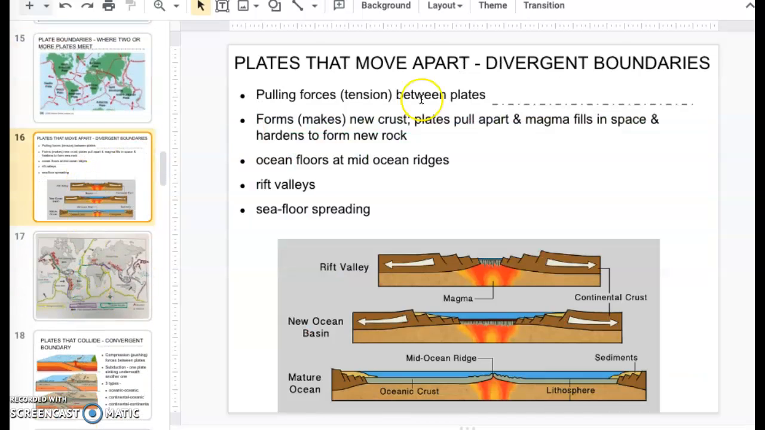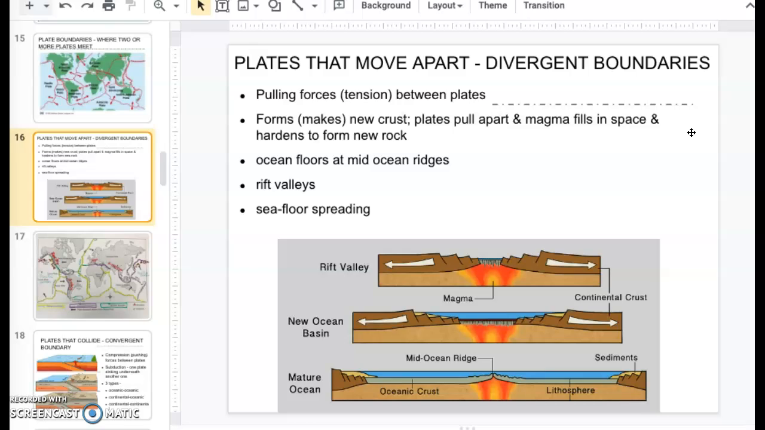So the first one that we're going to look at is a divergent boundary. Divergent sounds like the word divide in math, and it means to pull apart or to separate. So if you ordered a pizza and you were going to divide it between 3 people, you would be pulling apart the pizza and separating it into those 3 different people. That's no different with tectonic plates that are divergent. They are dividing or pulling apart.